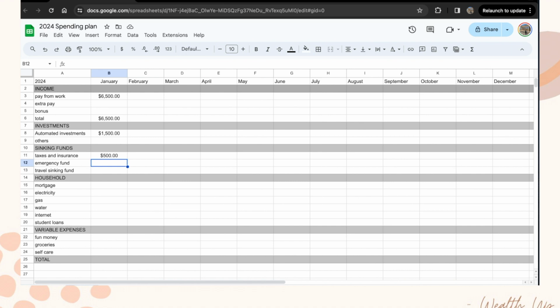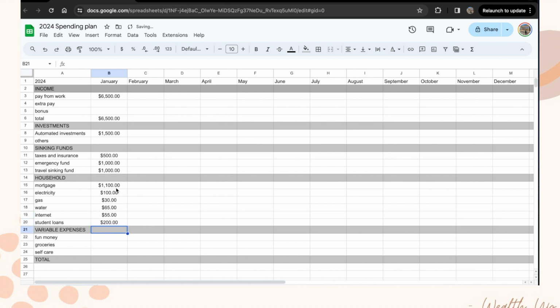For my emergency fund, I'll set aside $1,000, and for my travel sinking fund, I'll set aside $1,000, not $10,000. That would be great, but no, just $1,000. For my mortgage, it'll be $1,100. Electricity, I'll estimate about $100. My gas is around $30. My water bill is $65, internet $55, and student loans is $200.